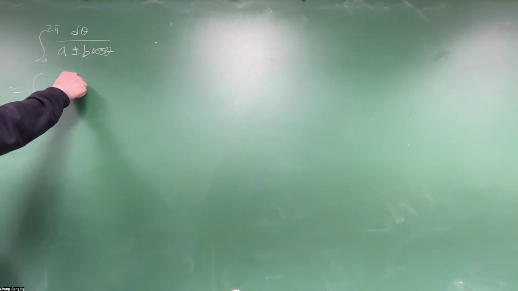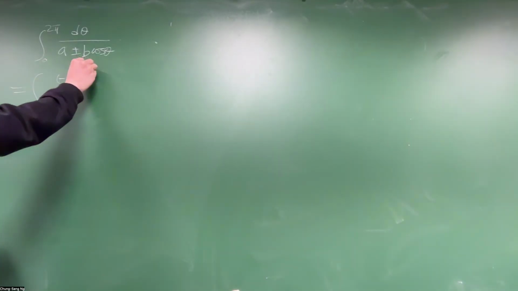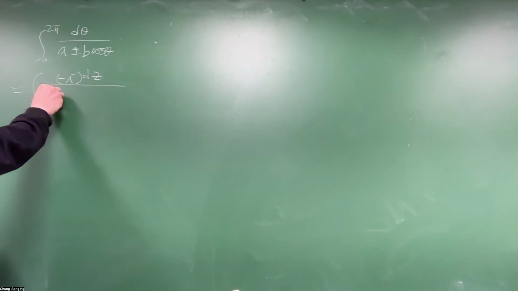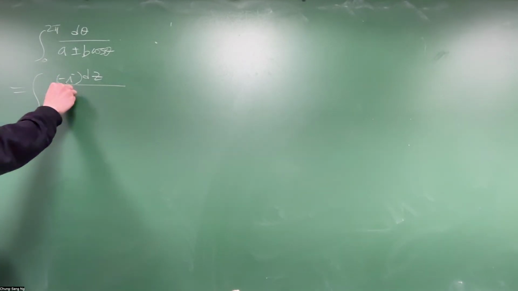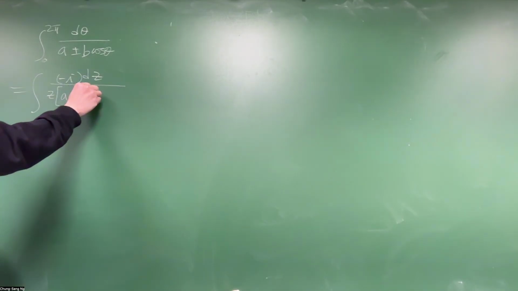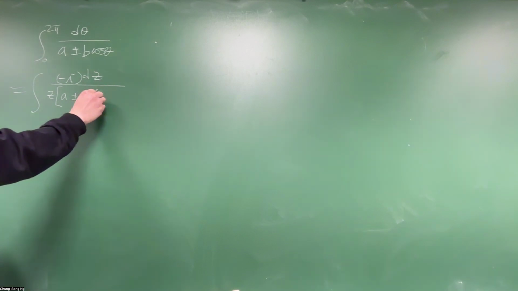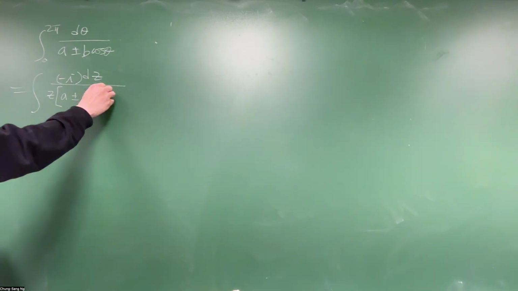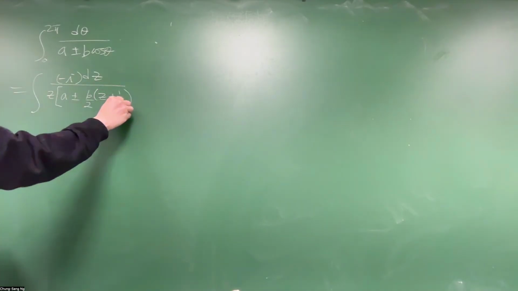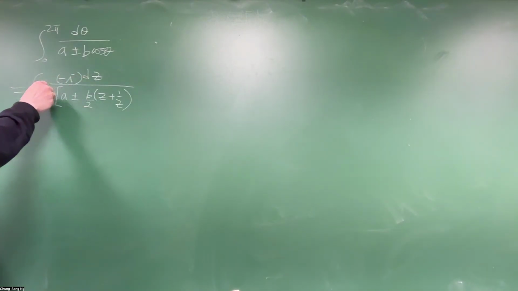minus i dz over iz, and cosine is 1/2 z. That's one of this. And then you integrate over a unit circle.